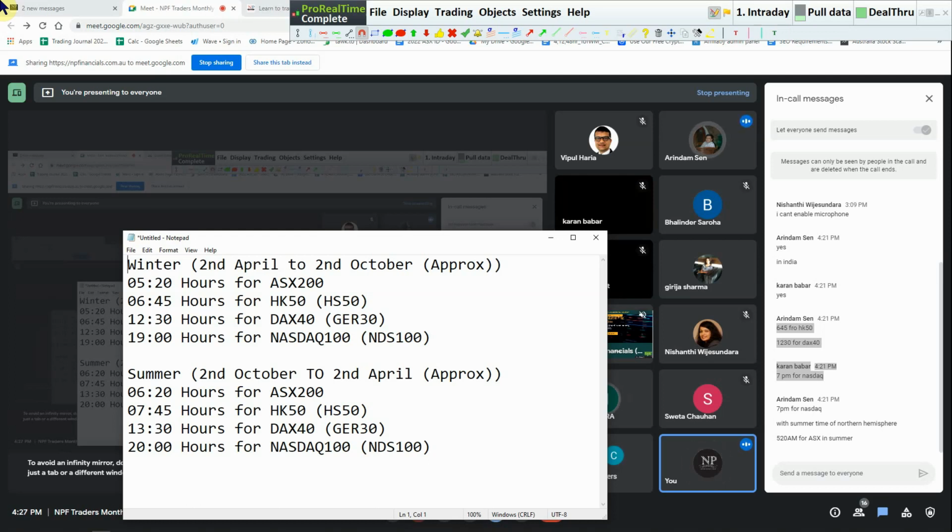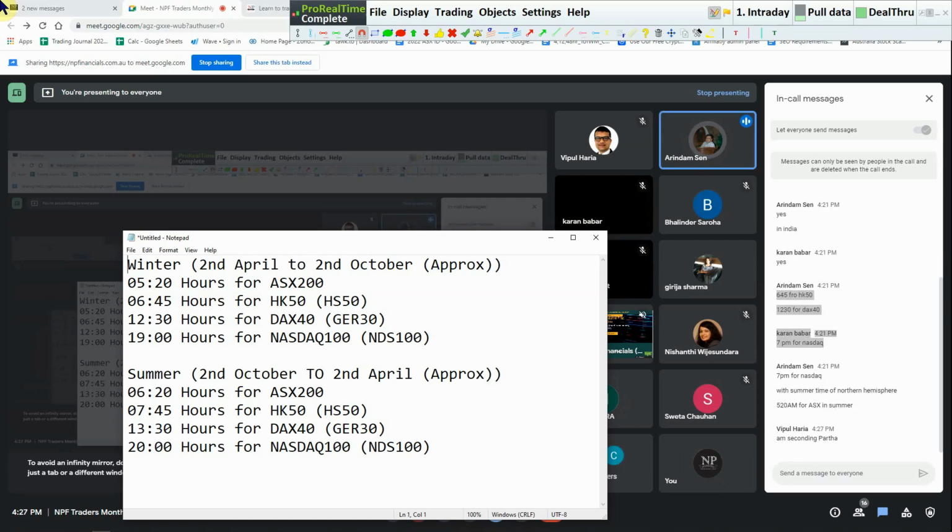There is a little correction you have to do, Partha, in your notes. Winter is 4:20, summer is 5:20 for ASX. Hong Kong doesn't change the time. Hong Kong is always 6:45. Hong Kong doesn't have a summer. And DAX will be 12:30 now in summer.